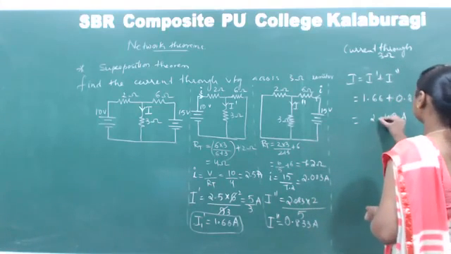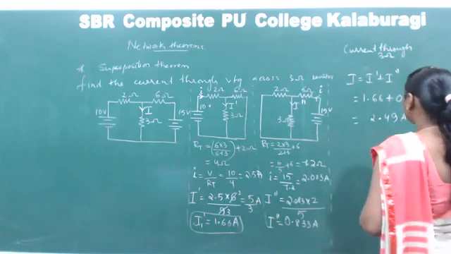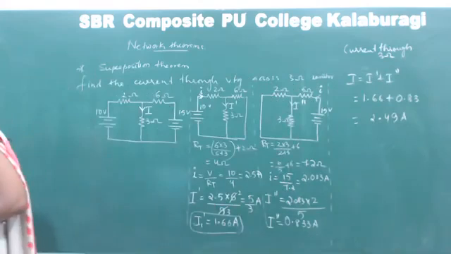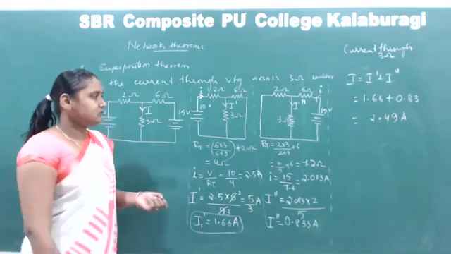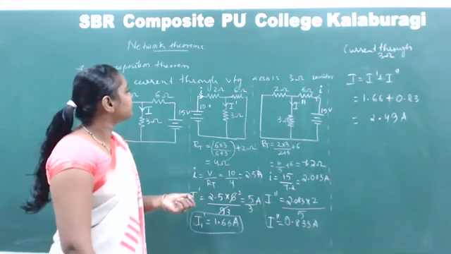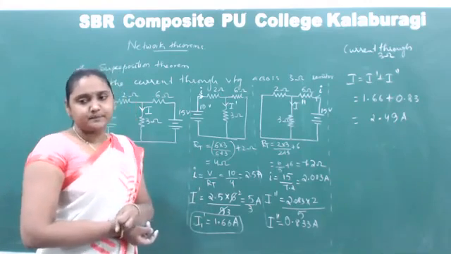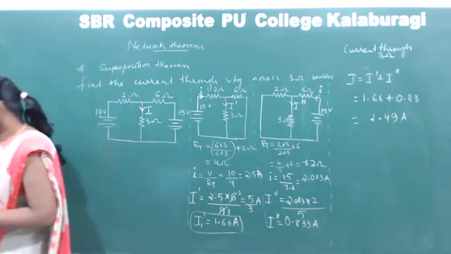2.49 amperes. Right? 2.49 or 2.5, also we can round it off. Yeah, so this is the solution using the superposition theorem. Okay, let's take one more example now.